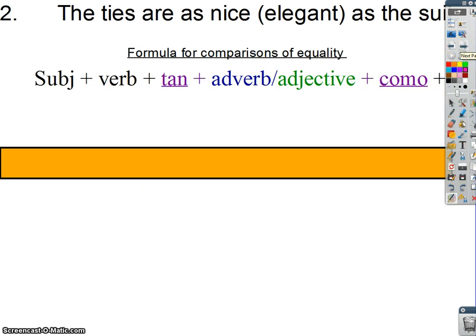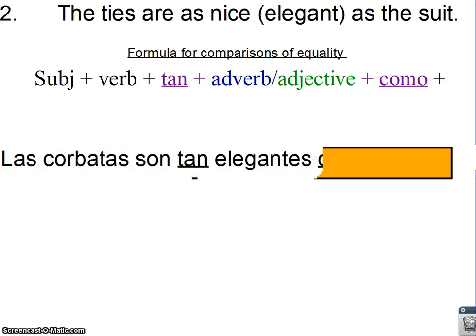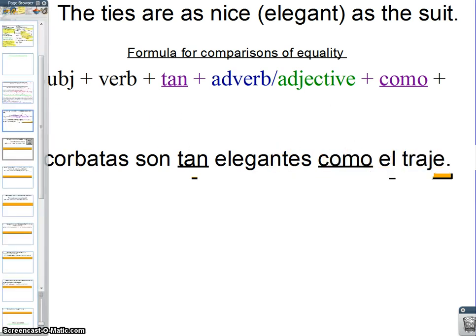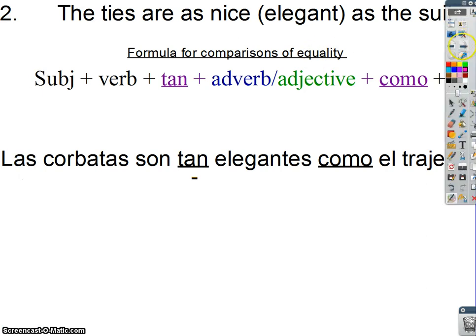Number 2. The ties are as nice or elegant as the suit. This is a formula of comparison, so as blank as is tan blank como. Las corbatas son tan elegantes, elegantes to match corbatas, como el traje, tan blank como to say as blank as.